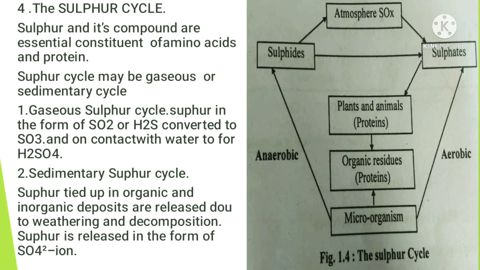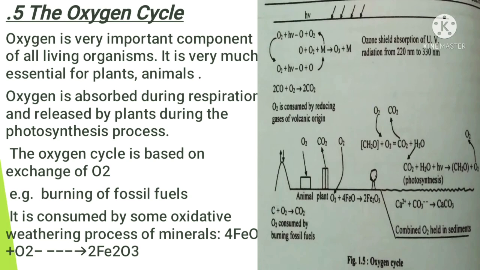The next cycle that we are going to discuss is the oxygen cycle. We know very well oxygen is a very essential component required for respiration and different processes. Aerobic respiration, enzymatic oxidation, so many processes are there which require oxygen in major quantity. Oxygen is a very important component of all living organisms. Its plentiful supply is vital for sustenance of life in the biosphere.